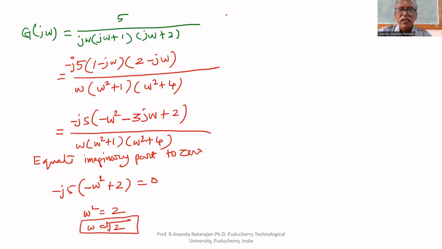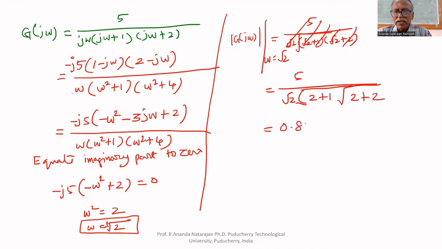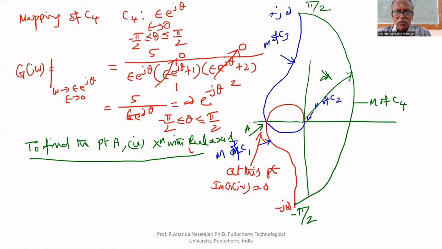So for this we have to find the modulus of g of j omega. Modulus of g of j omega is 5 divided by omega root 2, square root of omega square plus 1, that is 2 plus 1, square root of 2 plus 2. That is equal to 0.833. Therefore, the point of intersection A equals minus 0.833.